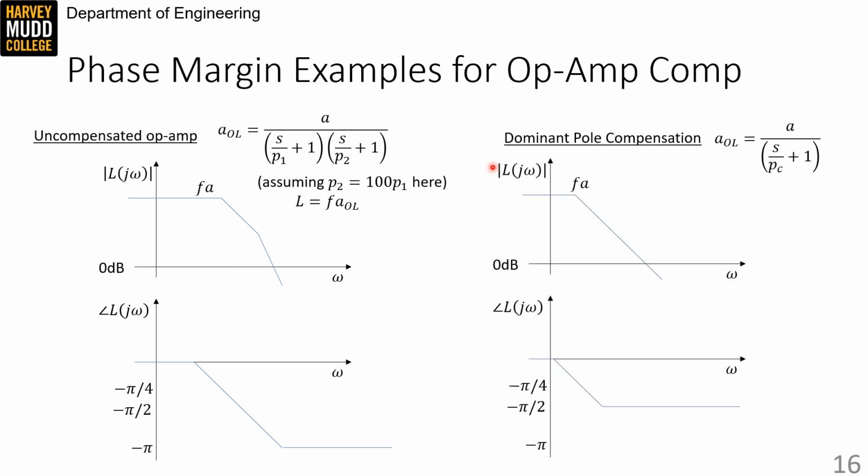The really low frequency pole causes our gain to roll off early, but because A is a big number, we're still probably not going to cross over until after a couple of decades. However, because this is a single pole system, our phase rolls from 0 to minus pi over 2 over 2 decades, and then just stays at minus pi over 2. So that means at crossover, it's easy for us to see that our phase margin is pi over 2, which means the amplifier is very stable. 90 degrees of phase margin is quite a lot.